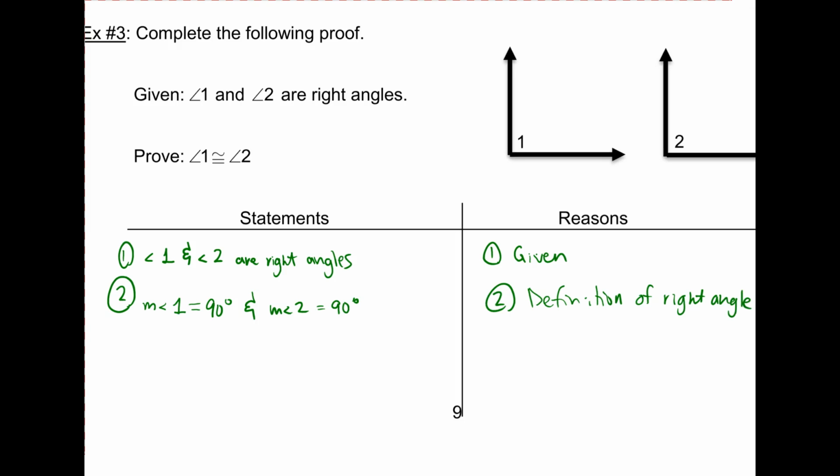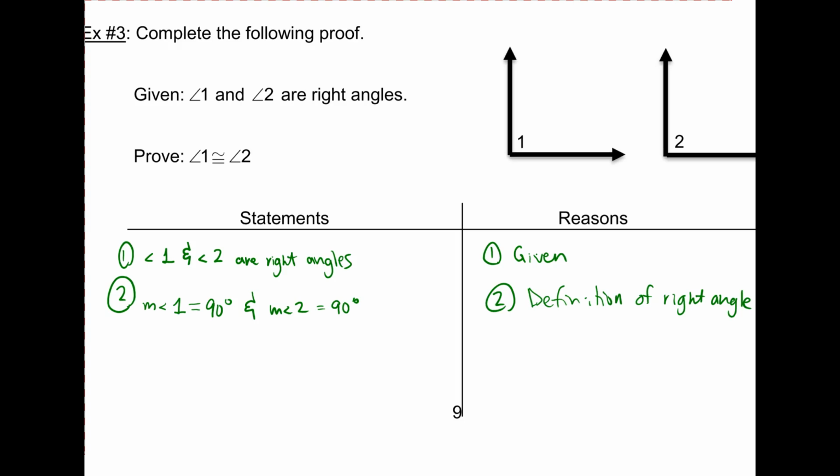I'll give you a list of proof reasons, okay? But it's not always going to be given, definition. It's always going to be given, and then it depends what you're trying to prove.